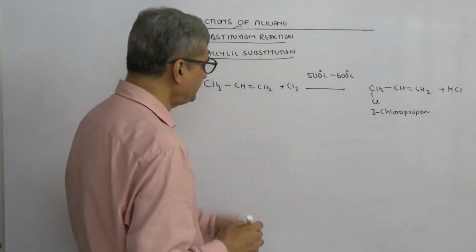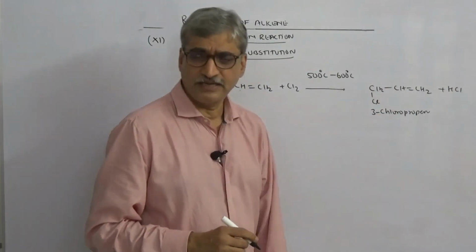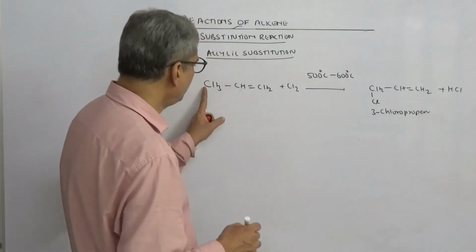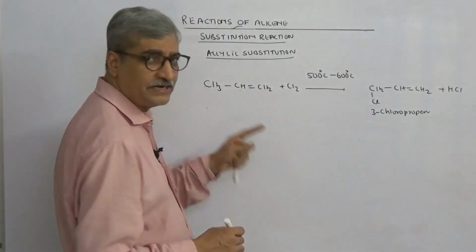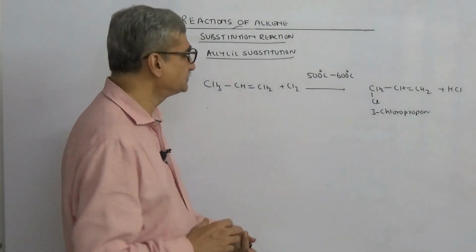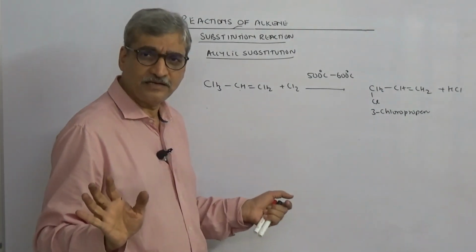This is called allylic substitution, because HCl will form. Why is it not an addition reaction? Because two reactants form two products. Addition means two reactants form one product. So it's a substitution. Instead of the H at the allylic position, even if only one allylic hydrogen is there, the reaction will take place.